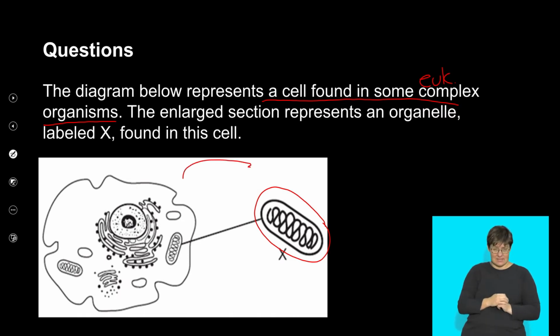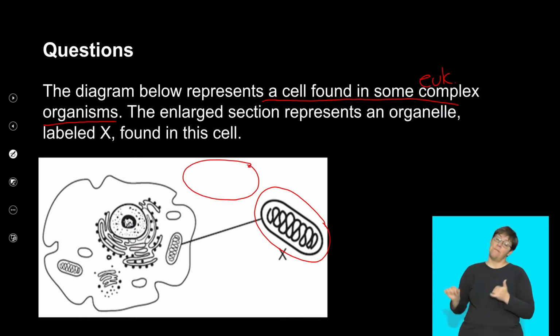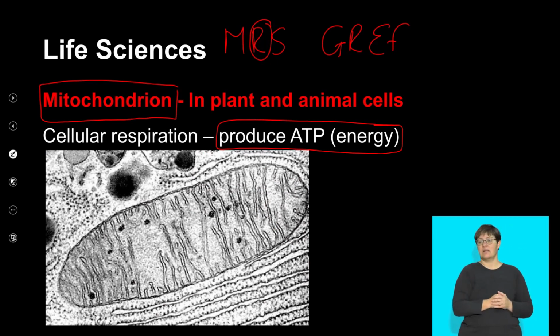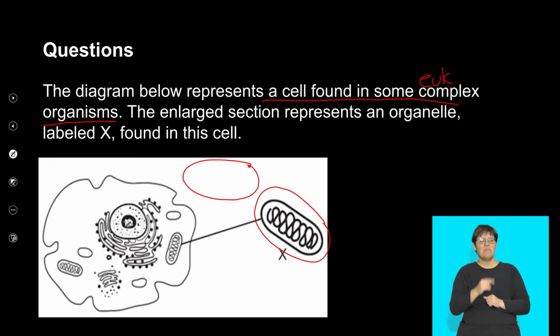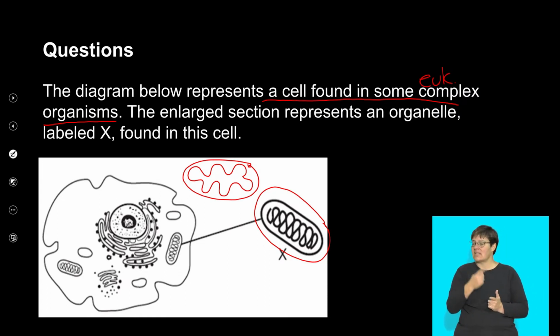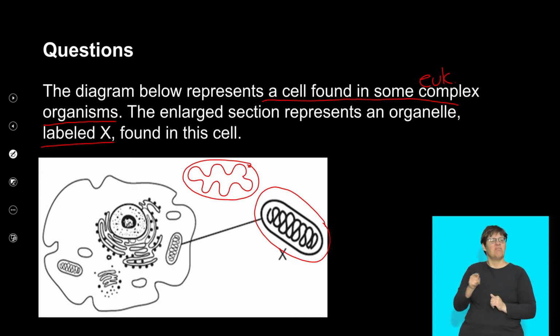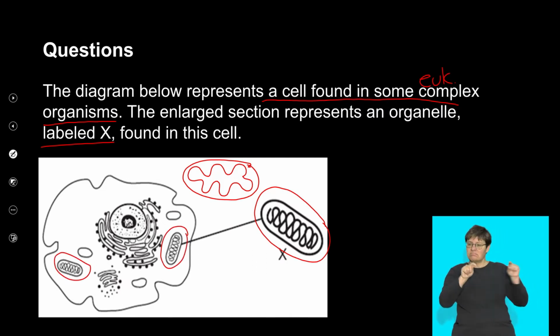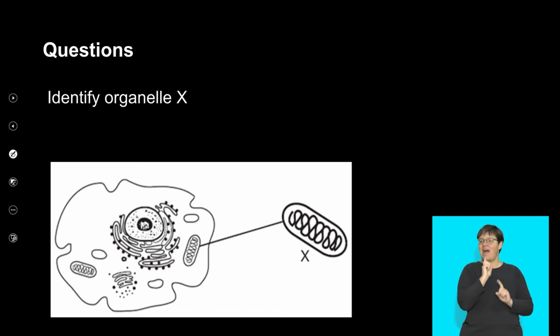Now you're going to find very often, if I go back to a mitochondrion, that it looks a bit like a worm. When I draw it, I always draw it looking like that. And that's very similar to what they've done over here. So let's say the enlarged section represents an organelle labeled X. Now you want to know what the X is. The fact that they've given you a few of them is also a hint as to the answer.